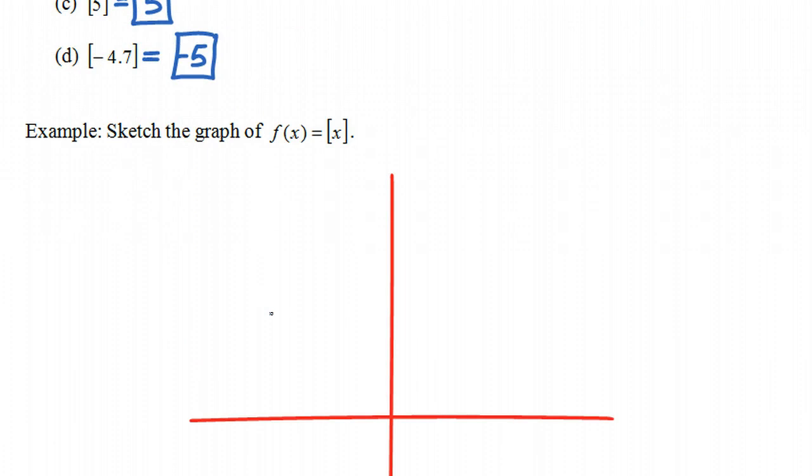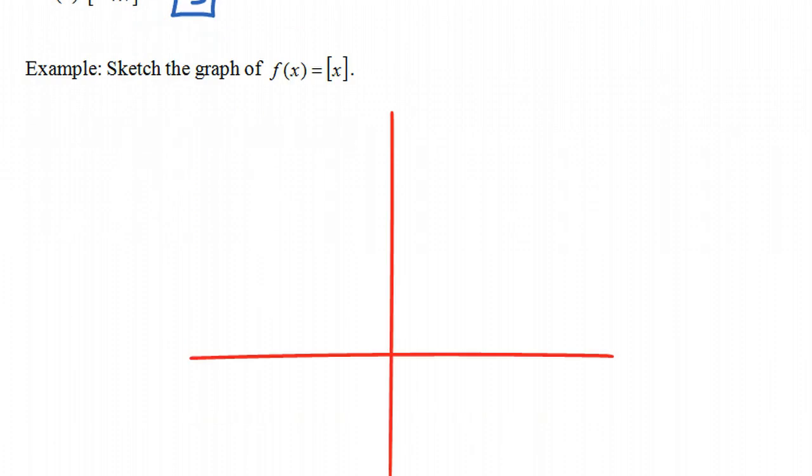Okay, let's sketch the graph of the greatest integer function. Now notice if we take any number that's between 0 and 1, on this interval between 0 and 1, the greatest integer less than or equal to that number would be 0 itself. So it would have a height of 0. For any number that's between 0 and 1, the graph is going to look like this. And in fact, the greatest integer less than or equal to 0 itself is 0. Now any number that's between 1 and 2, the greatest integer less than that will be 1. So we go up to a height of 1. Okay, and the graph is going to look like this.